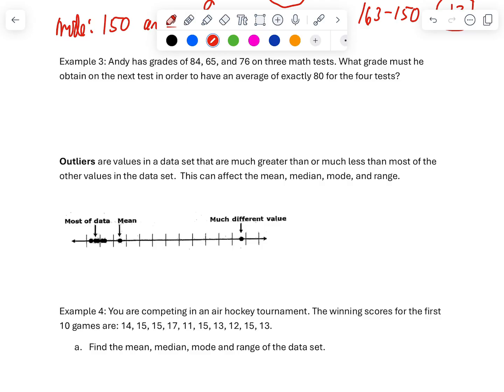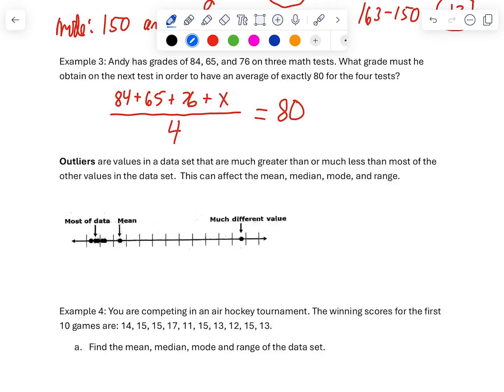So because it's looking for a mean or an average, we're still going to use the same formula, where we're going to take our test scores, 84, 65, 76, and we need our 4th test. So we're going to add our 4th test here, which we don't know what it is. We're going to call that X. And we know that when we find the average of these 4, so we're dividing by 4 of them, we want that average to equal 80. And that's the formula we're going to use here.